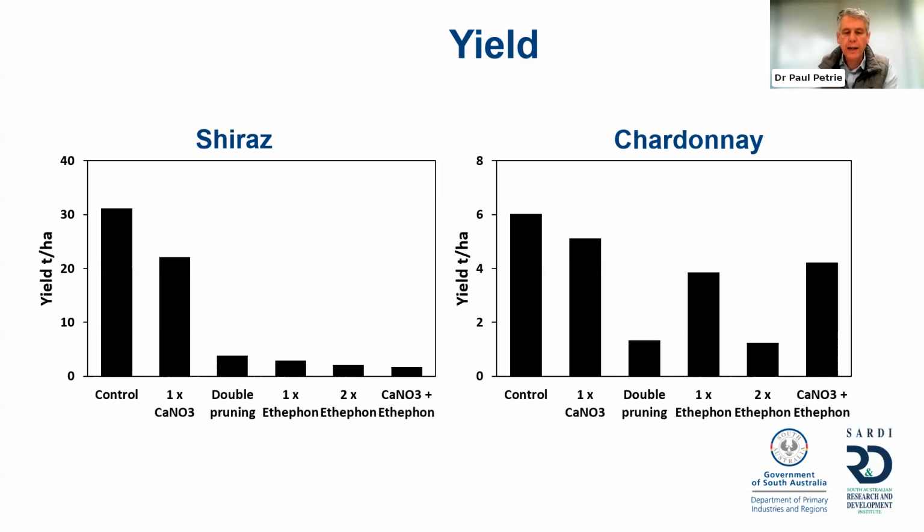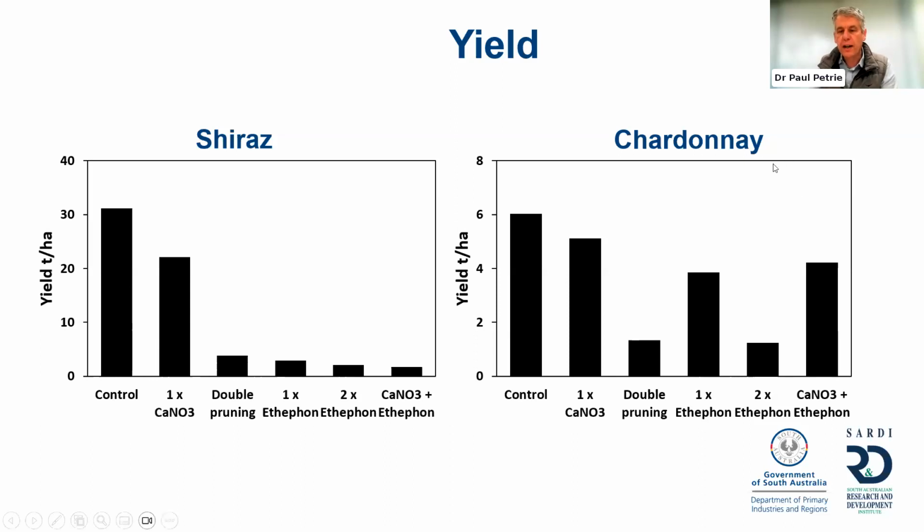And when we came back and did pruning weights on these, I'm not presenting the pruning weights, but when we came back and did them, that was only 3 or 4 weeks ago, the double pruning treatment had a pruning weight of about half the other treatments. So I'm very nervous about how this is going to perform in this coming season, because the canopy growth and development was quite poor. For the other treatments, the Ethephon appeared to be quite effective at removing the fruit at the Shiraz site in Redmart.